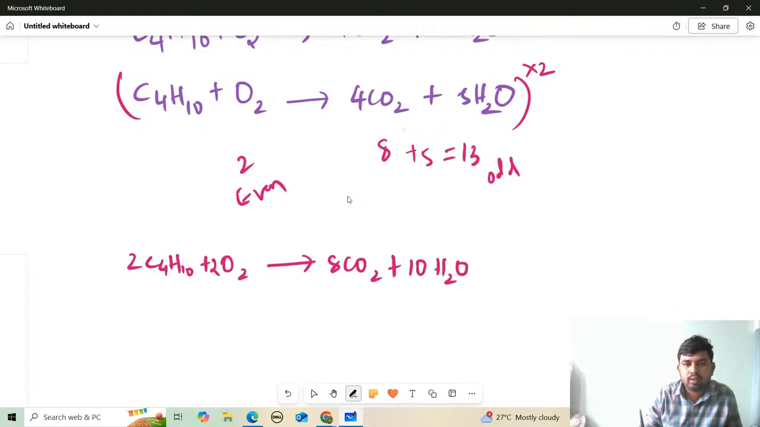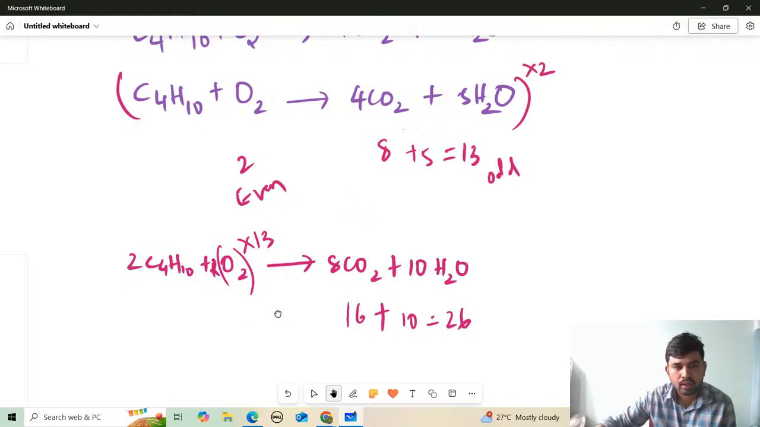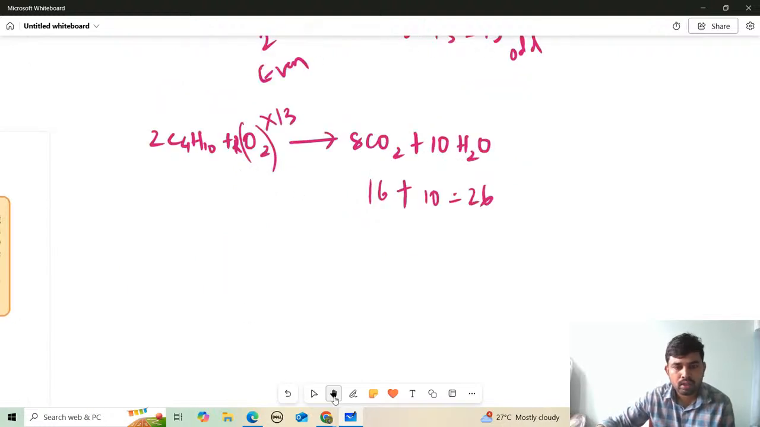Okay, now you got this one. You can see there is no need to balance everything again. Whatever is leftover, oxygen, we need to balance, because we multiplied reactant and product by the same number. So 8 into 2, how many oxygens are there? 16 are there. Plus 10 into 1 oxygen, 10 oxygens. Total 26 are there. So I'll change this number: 2 into 13, I'll get 26 here. Now I'll rewrite this equation. Yes, remember this.